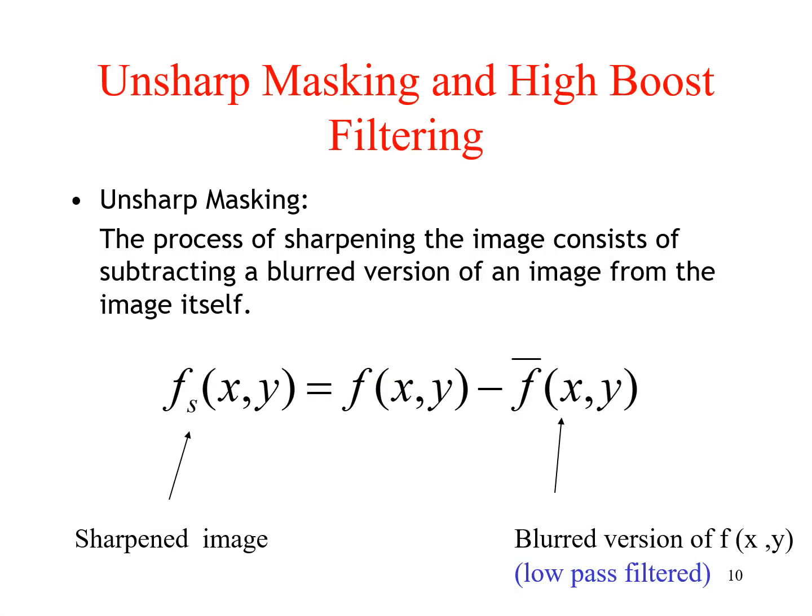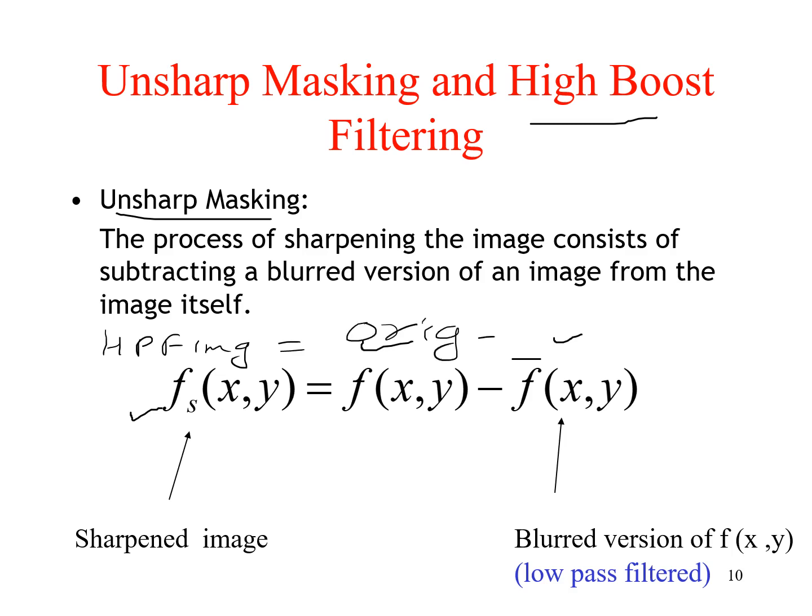Next, we have seen till now the ideal high pass filter and the Laplacian filter. Next is high boost filtering. So, unsharp masking. What we do here is this is the sharpened image, and this is the original image minus the blurred version of the original. Can I say that the high pass filtered image is equal to original minus low pass filtered image? This we have seen in that formula, in that problem also.